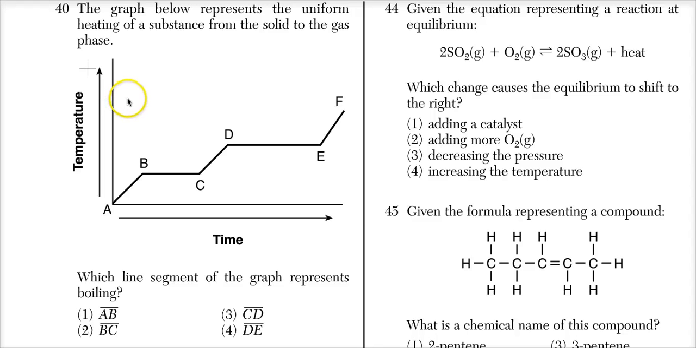Number 40. The graph below represents the uniform heating of a substance from the solid to the gas phase. This is a heating curve. You should know that this is the solid phase. This is the liquid phase and the gas phase exclusively. Okay? And where you have a phase change, you should know the temperature stays constant, or the what? The kinetic energy, right? Temperature is proportional to the average kinetic energy. So this would be a solid turning into a liquid. This would be the melting temperature, or freezing if you're going down.